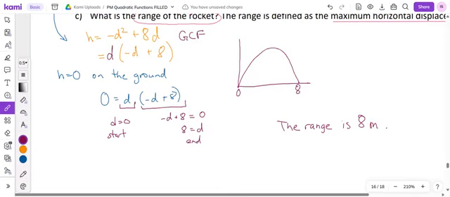No. A range doesn't have to be a range of numbers. You're just saying it can go 8 meters far. Or, yeah, it can go that far.